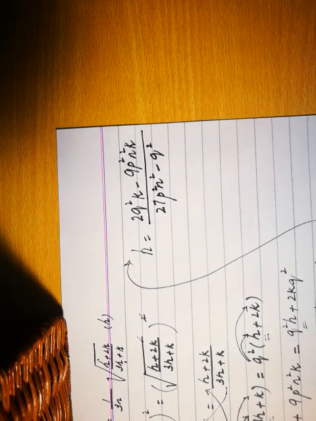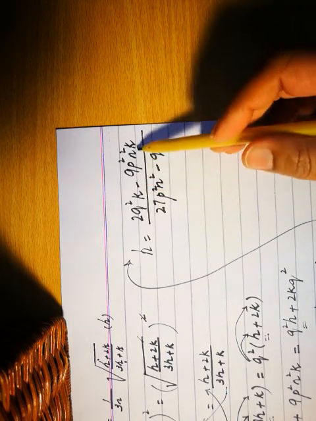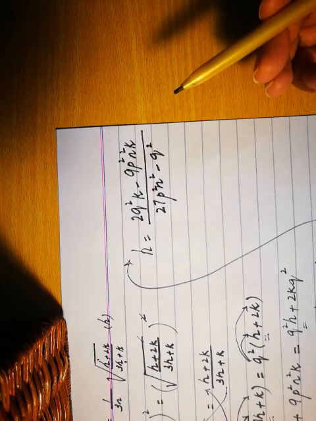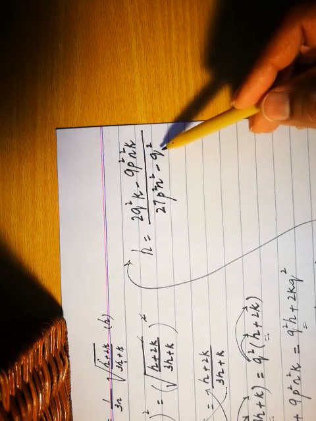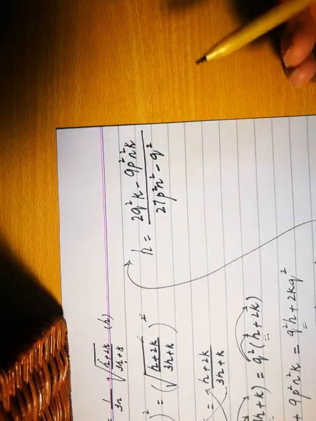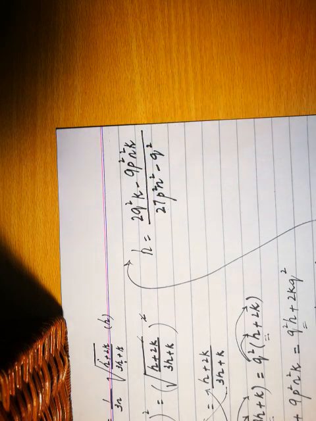Now, can you see it? Anything common? From here I can see that I can take k common, but I cannot cancel it with anything. Anything else you can take common? 27p square n square minus q square? No. If I'm going to take common from this, I can take it or I can leave it as it is. Both ways it's right. So this is the final answer.